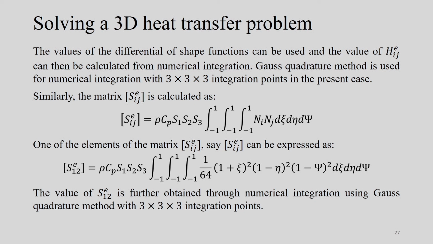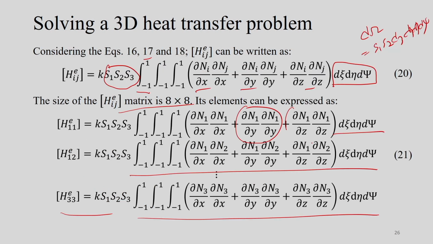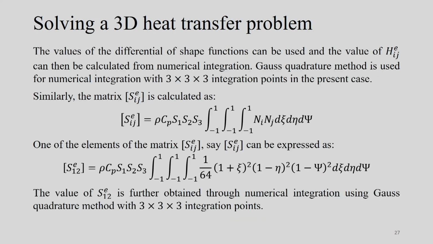Now, these values of the different shape functions can be used, and the value of H I J can then be calculated from the numerical integration. So, the numerical integration is from -1 to +1, and the shape functions can be represented as N1, N2. If you do this further exercise, the derivative del N by del xi comes in terms of the local coordinate system. Once it comes to the local coordinate system, I can do the numerical integration, assuming 3 by 3 by 3 integration points, and follow the Gauss quadrature rule to calculate the integrand.